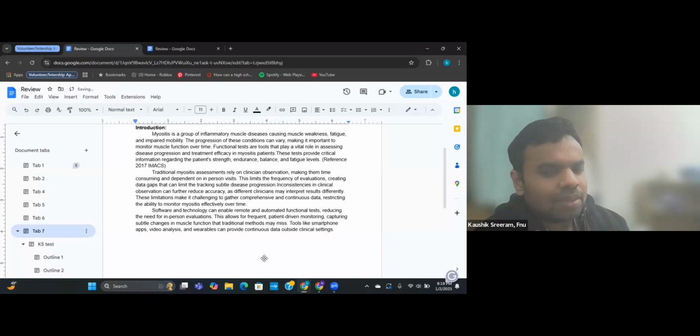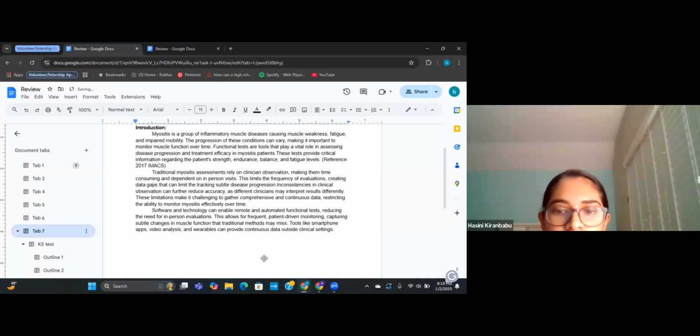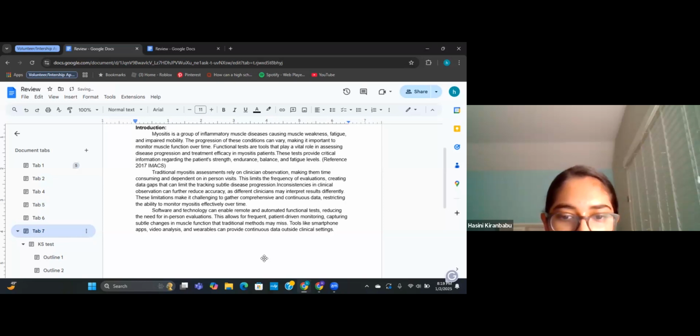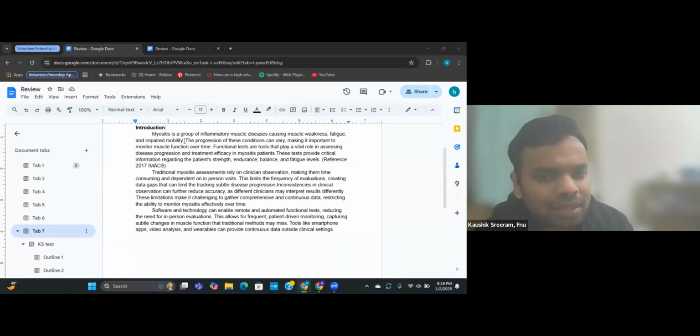If you are making a statement, if you are stating a fact, progression can vary, blah, blah, blah. And it is important to see, look at the second statement: the progression of these conditions can vary, making it important to monitor muscle function over time. Okay? Even if you don't put a reference over there, it is fine, right? But if you say myositis is a group of IM which has fatigue and muscle weakness, fatigue, and impaired mobility, then you need to put a reference because that is a fact, right?